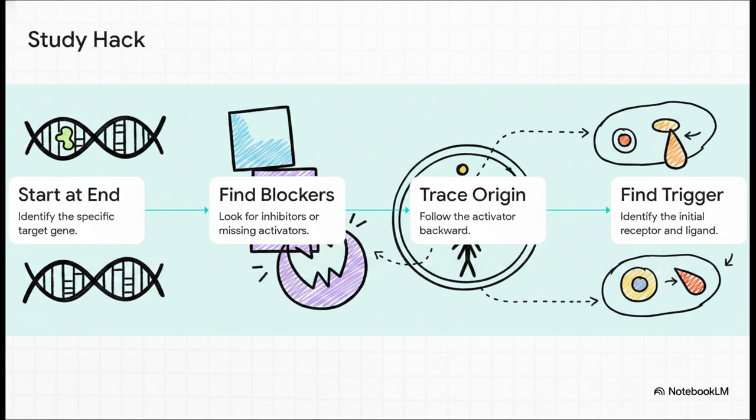Step 1, identify the specific target gene being expressed. Step 2, ask yourself, what is blocking this? Is there an inhibitor sitting on it? If there is, you know you need ubiquitin ligase to chew that inhibitor up. Step 3, trace the activator's origin backwards from the nucleus to the cytosol. And step 4, find the original trigger, the receptor and the ligand. If you literally write down numbers 1, 2, 3, 4 working backwards from the gene to the membrane, that chaotic web turns into a super logical checklist.